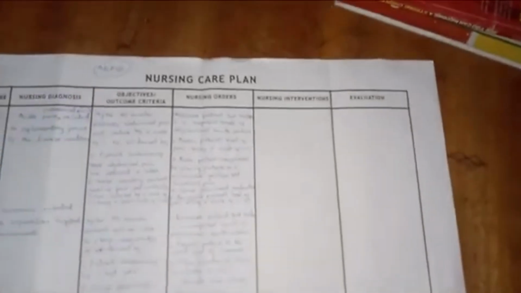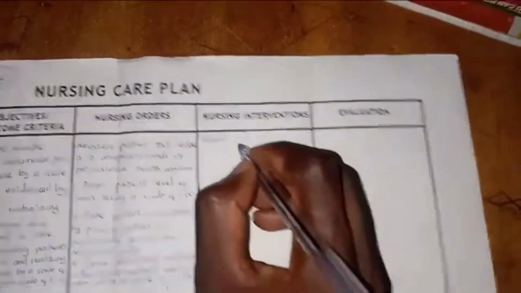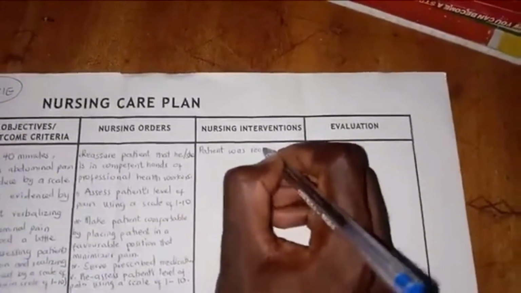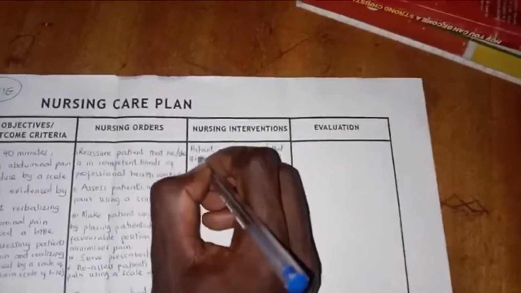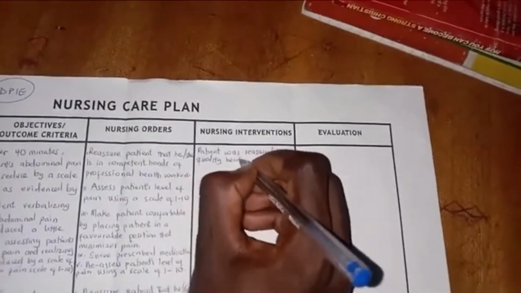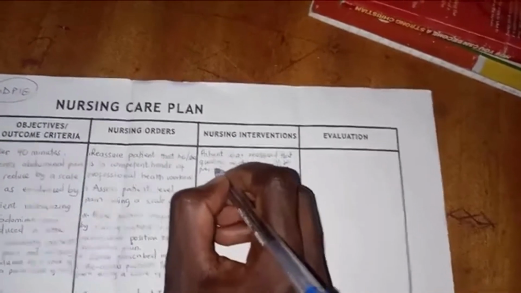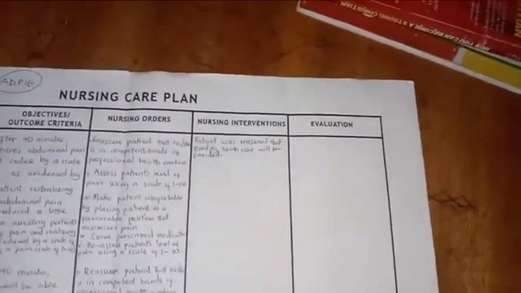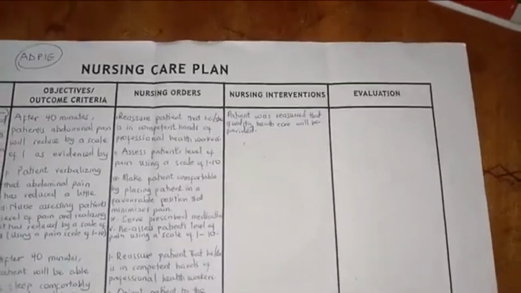So let's see what we did here. We said we were going to reassure patients that he or she is in competent hands of professional health workers. So let's see what we did. Now, patient was reassured, because I said it will be in the past tense, that quality healthcare will be provided. Okay, so you being in competent hands and we providing quality healthcare is similar. You can choose to write everything verbatim, but then it's the same thing.